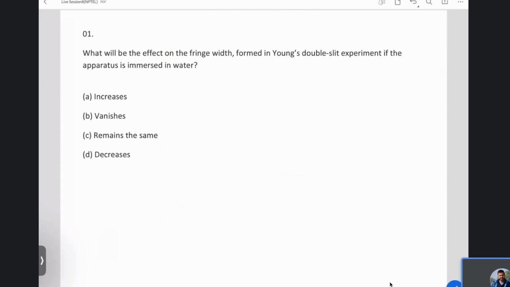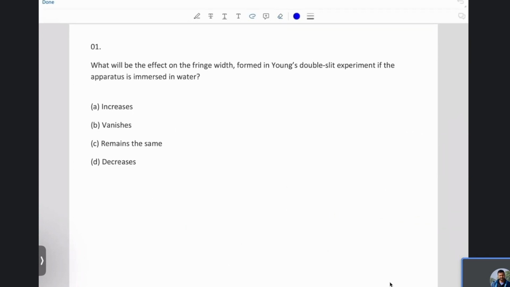The first problem is based on Young's double slit experiment that we discussed in the last live session. The question is, what will be the effect on fringe width formed in Young's double slit experiment if the apparatus is immersed in water? This is a very simple problem. We know that the fringe width is given by this formula, lambda D by d.